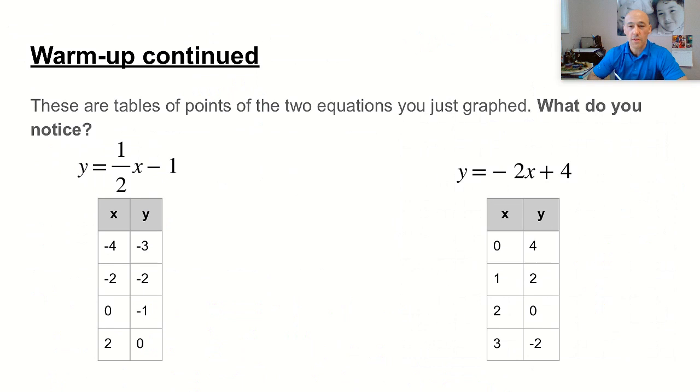All right. So this is continuing on that warm up. So these are tables of the points of those same two equations. And what do you notice in those tables? What do you see?